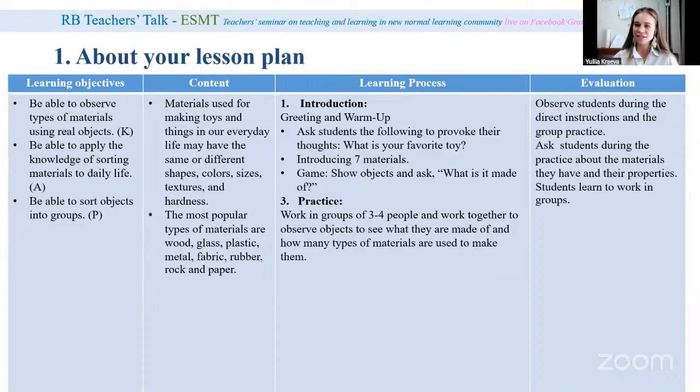After the practice, we worked in groups of 3, 4 people and worked together to observe real objects. I brought many small things, and I gave each group 5, 6 of them and gave them cards with the name and picture of a material. They had to sort these materials under each card. Materials were easy, only one material, like paper, tissue, or a metal coin.